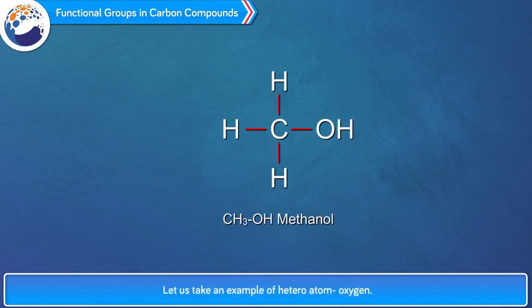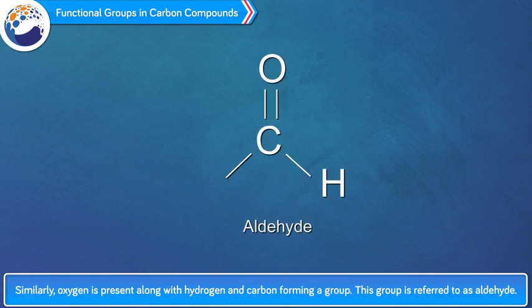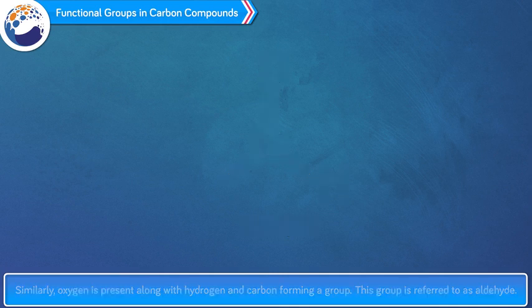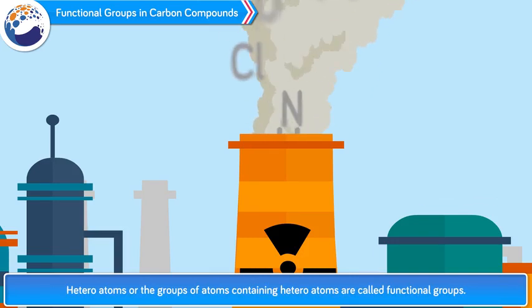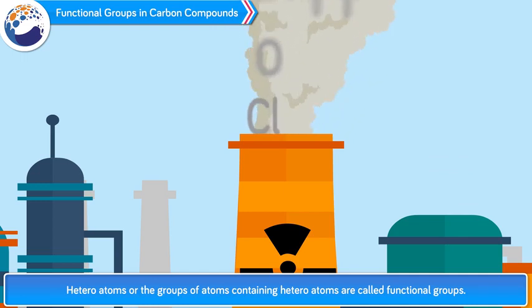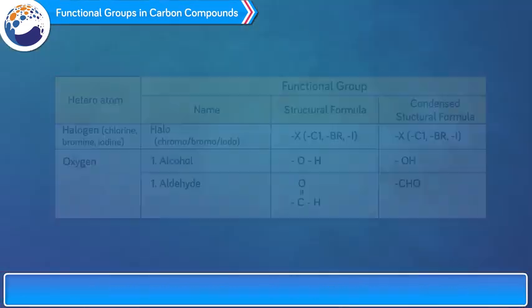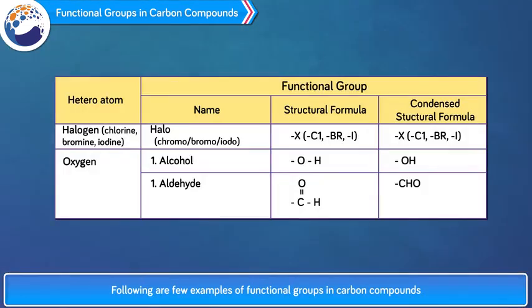Let us take an example of heteroatom oxygen. In alcohol, oxygen is present along with hydrogen. Similarly, oxygen is present along with hydrogen and carbon forming a group. This group is referred to as aldehyde. These compounds acquire specific chemical properties. Heteroatoms, or the groups of atoms containing heteroatoms, are called functional groups. Following are a few examples of functional groups in carbon compounds.